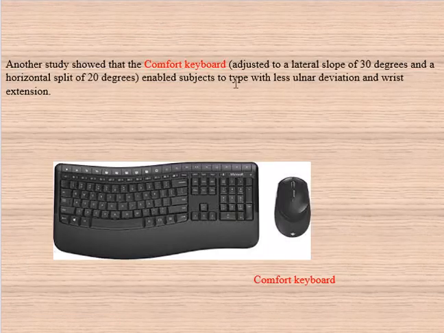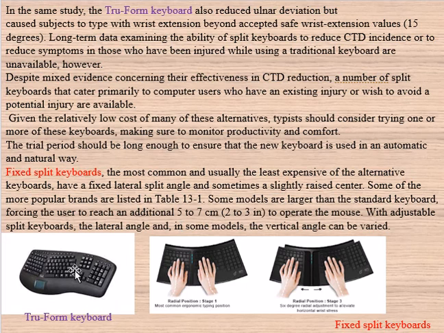Another study showed that a comfort keyboard adjusted to at least a slope of 30 degrees and a horizontal split of 20 degrees enables subjects to type with less ulnar deviation and wrist extension. In the same study, the TrueForm keyboard also reduced ulnar deviation but caused subjects to type with wrist extension beyond accepted safe wrist extension values. Basically, studies examining the ability of the split keyboard to reduce CTD incidents, or to reduce symptoms in those who have been injured when using a traditional keyboard, are unavailable.